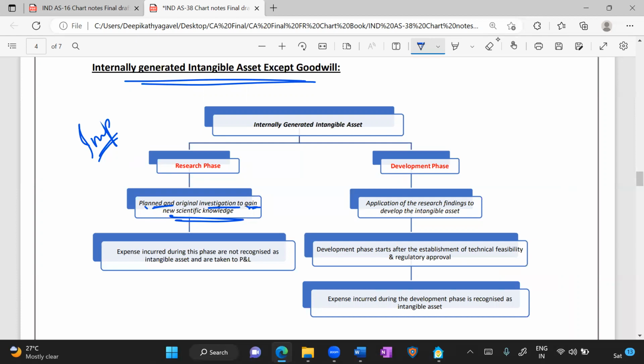So the initial stage, the planning and the investigation, where you're trying to gain any new knowledge, is what we call the research phase. And in the research phase, any expenditure incurred will not be recognized as an intangible asset, and it will be taken to P&L. Why? Because in the research stage, you cannot ascertain whether something material is going to come out of it, right? Some concrete thing is going to come out of it. What do I mean by that?